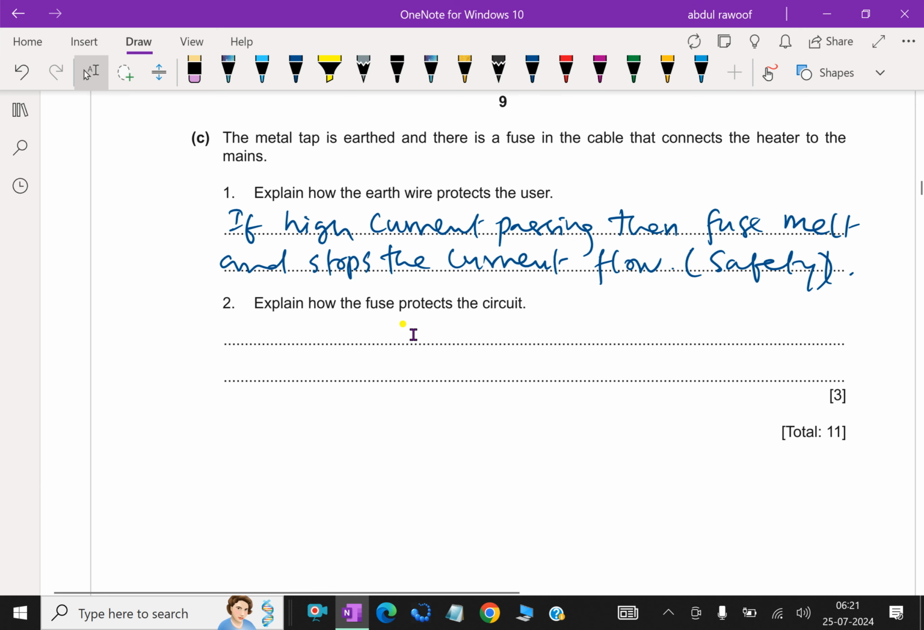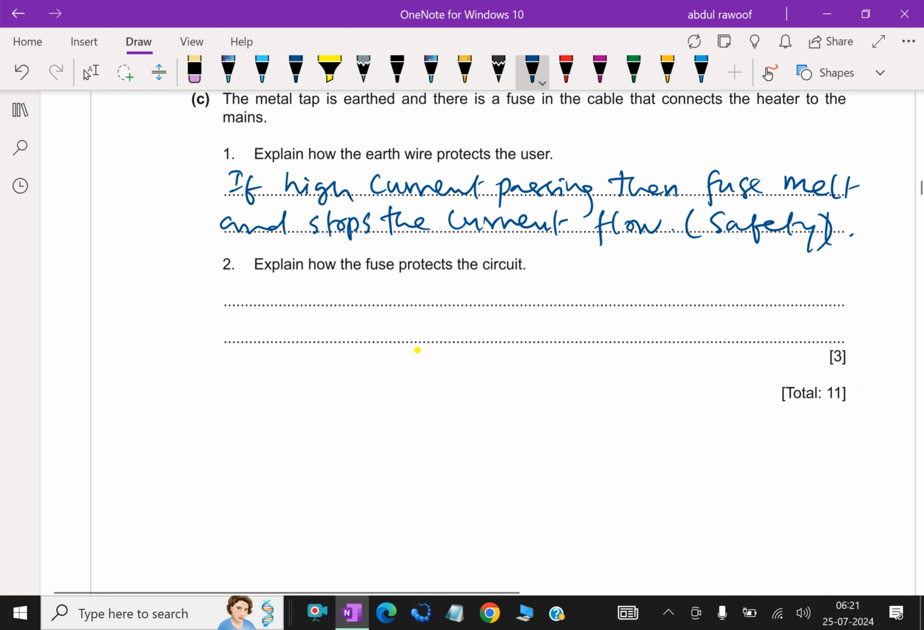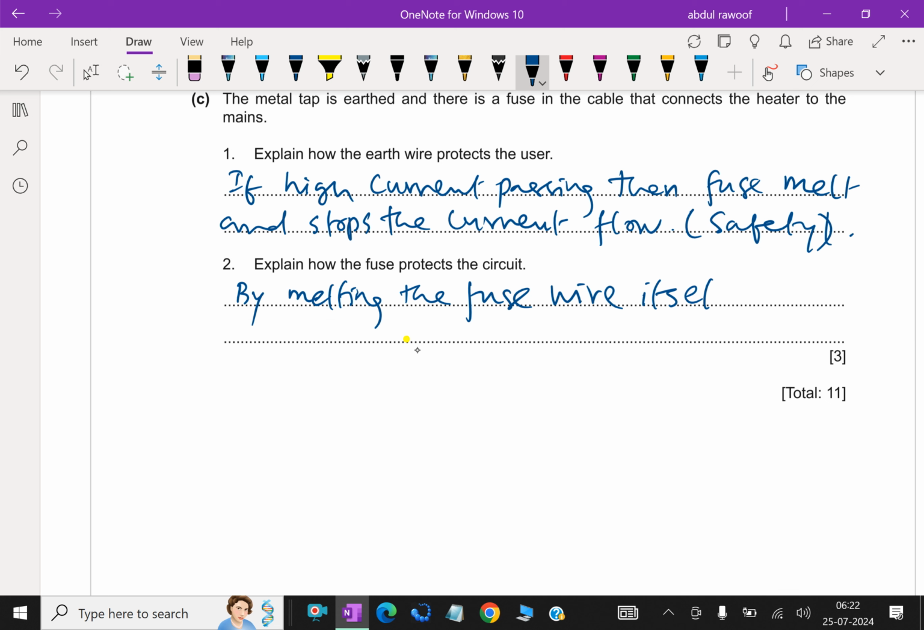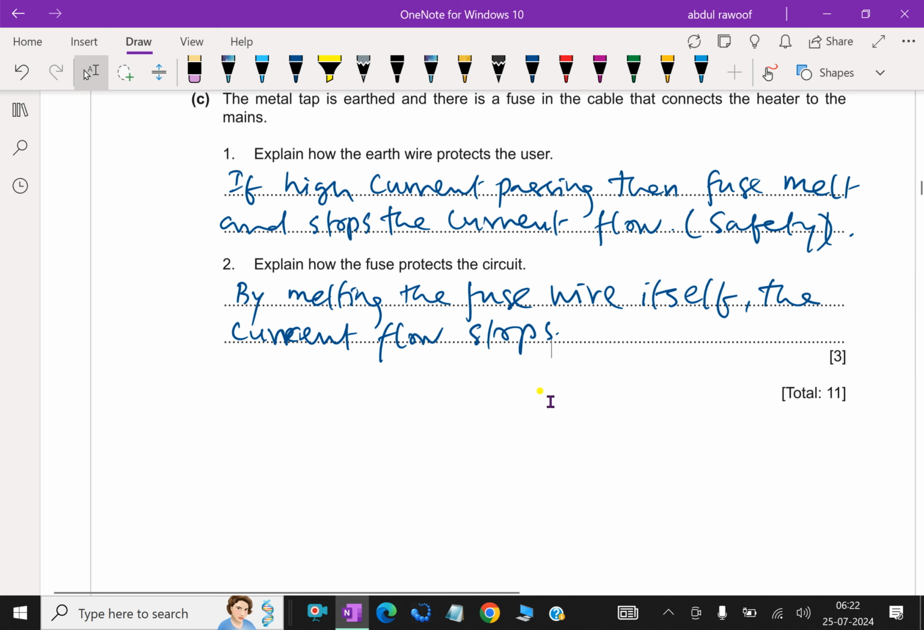Explain how the fuse protects the circuit. By melting the fuse wire itself, the current flow stops, and it protects the circuit. Next question.